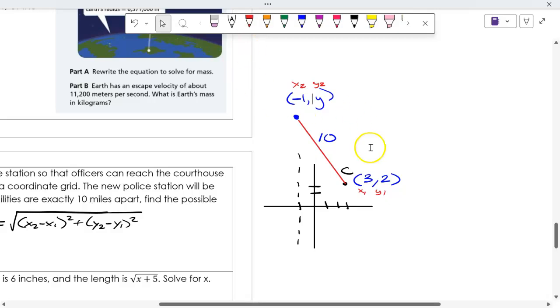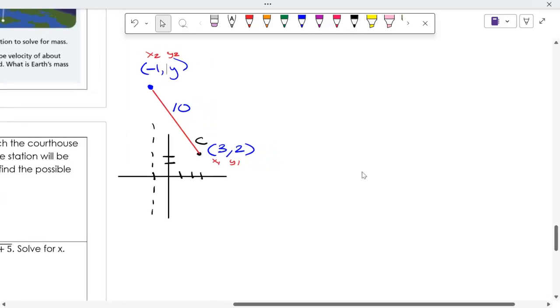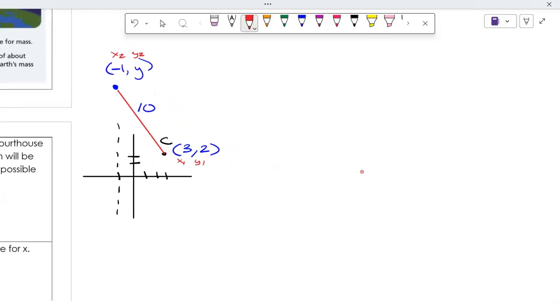It looks more common to what you're used to seeing. But you can get through it either way. It doesn't matter. All right, so if I go ahead and substitute this into my equation, that gets me 10 is equal to the square root of, and then x2 minus x1, so that's -1 minus 3 squared, plus y2 minus y1, so y minus 2 squared.